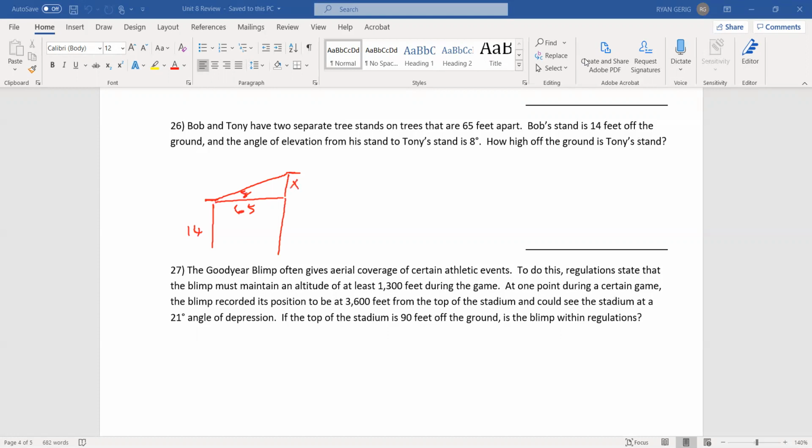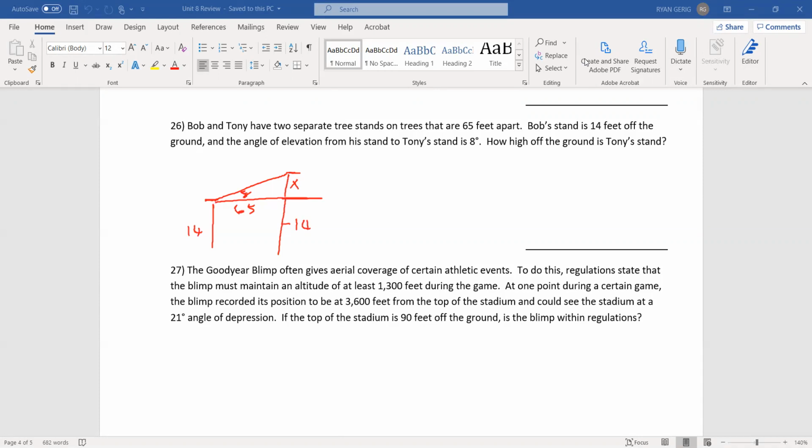We can find that distance there. We can't find the whole thing. So how high is it off the ground? We're going to have to do something, right? We're going to have to add 14. Okay, but let's find the x value first. So basically we're finding how much taller his stand is, and then we'll find out how tall it is off the ground.